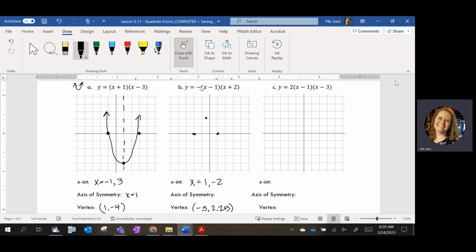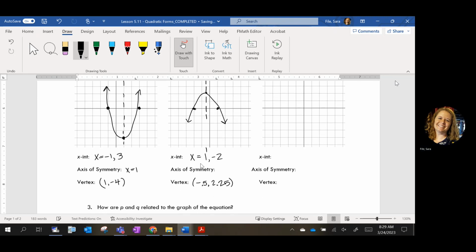And I knew right away that this one was going to open down because of that negative, right? I knew it was going to be opening down. So where is this axis of symmetry? Yeah, -0.5, or -1/2.